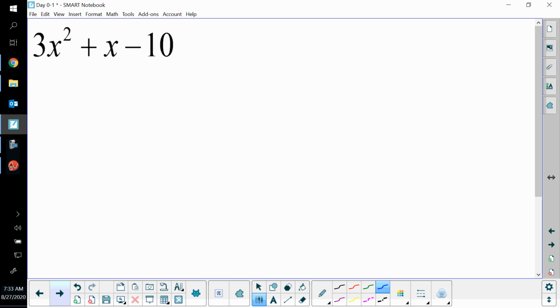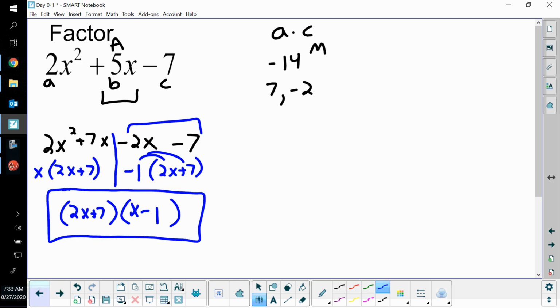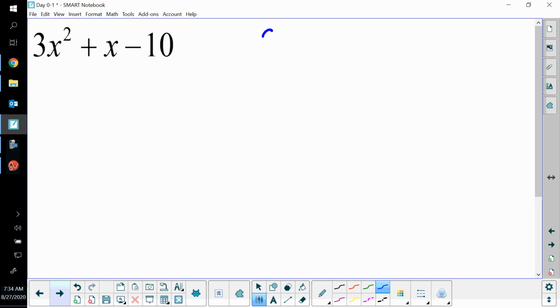So we'll do one more together and then let you practice 3 of them on your own. So notice here that the a value is not 1. So we want to be thinking a times c. And I didn't write the directions on here, but the directions are factor once again. So a times c, 3 times negative 10 gives us negative 30.